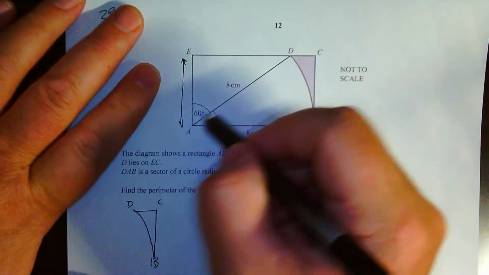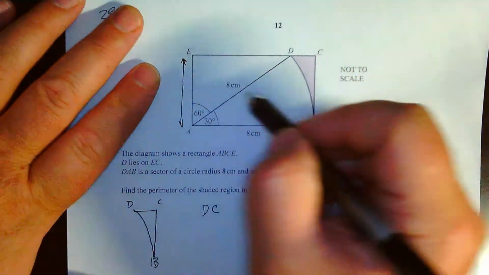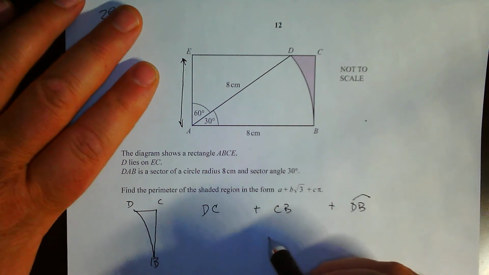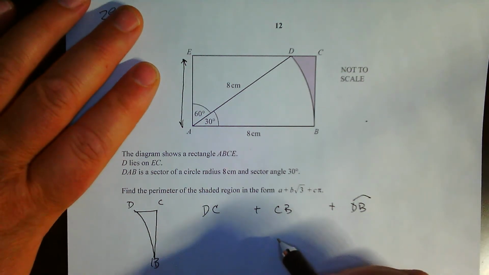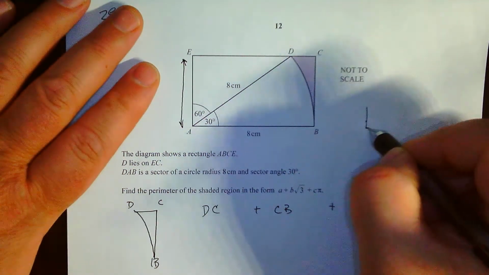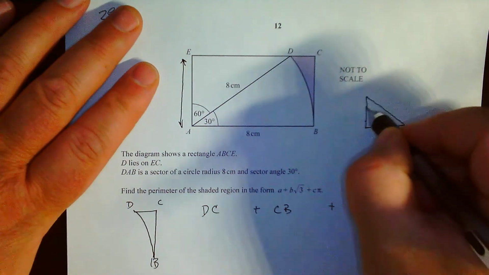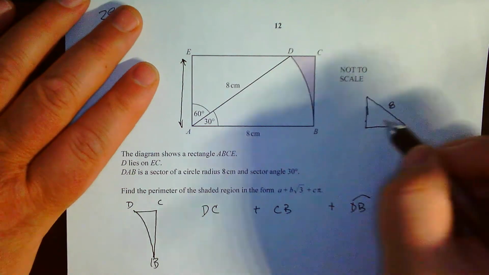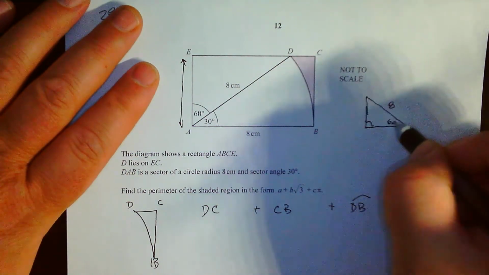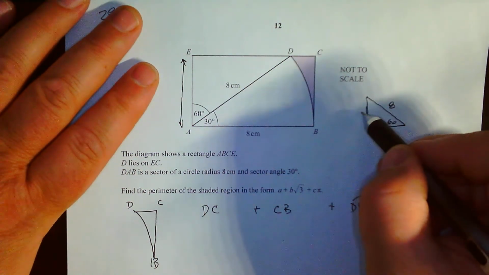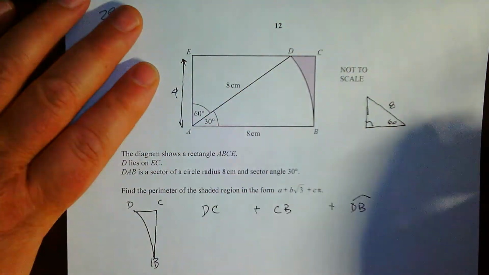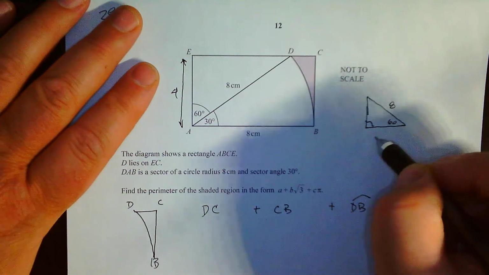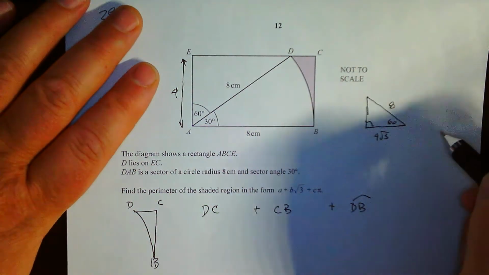What we have right here is a 30, 60, 90 triangle. So look at CB right here. Let's draw it over here. So here's what we've got. We have an 8, that's our hypotenuse. We have a 60. So the short side is 4. And the other side would be 4 root 3.